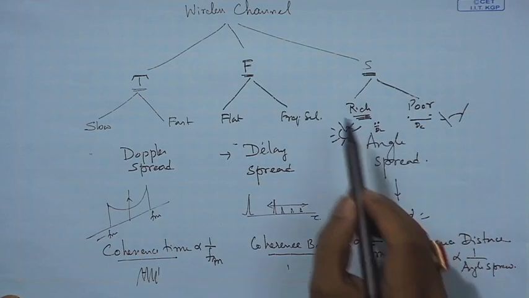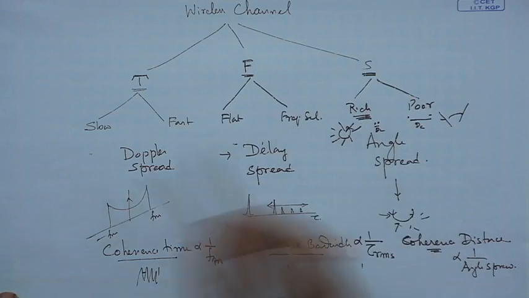right? So that means a rich scattering environment would mean there are a lot of reflections, so that in the spatial dimension there are a lot of reflectors around, whereas poor scattering means the rays are coming only from particular directions and there are not too many reflections around. So poor scattering is a situation where the coherence distance is larger, rich scattering is the situation where coherence distance is smaller. So if we take two antennas lambda by 2 apart, we can assume that the signals are uncorrelated.